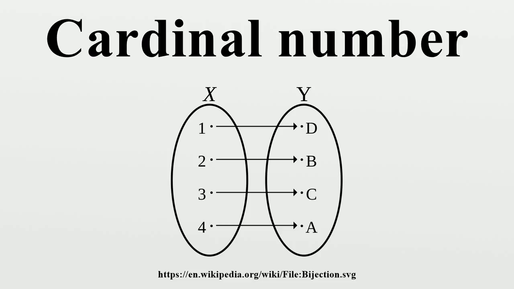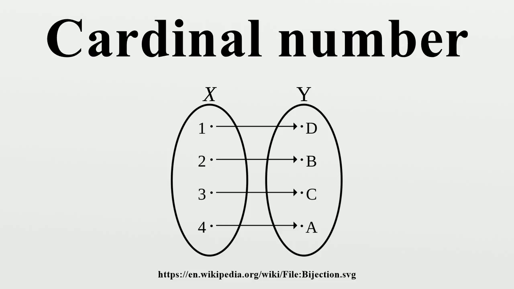Multiplication is non-decreasing in both arguments. Multiplication distributes over addition: kappa times mu plus nu equals kappa mu plus kappa nu, and mu plus nu times kappa equals mu kappa plus nu kappa. Assuming the axiom of choice, multiplication of infinite cardinal numbers is also easy. If either kappa or mu is infinite and both are non-zero, then the product is the maximum of kappa and mu.